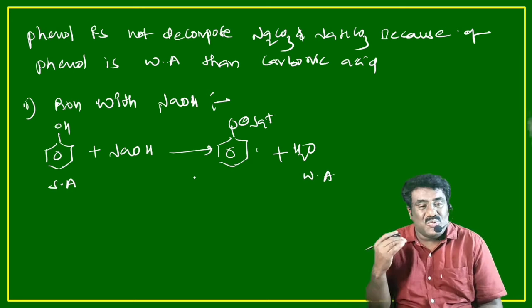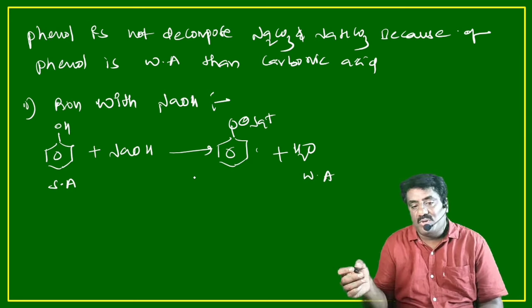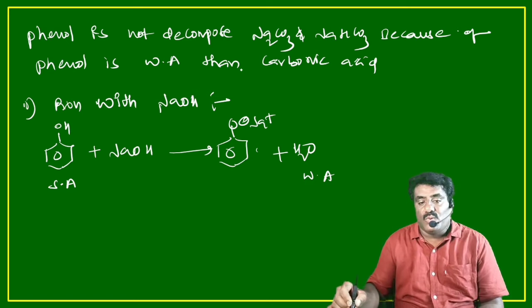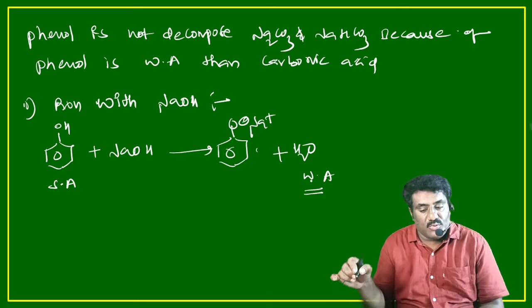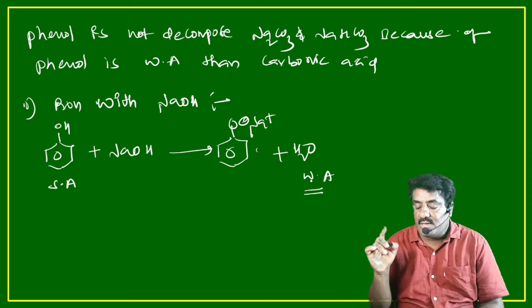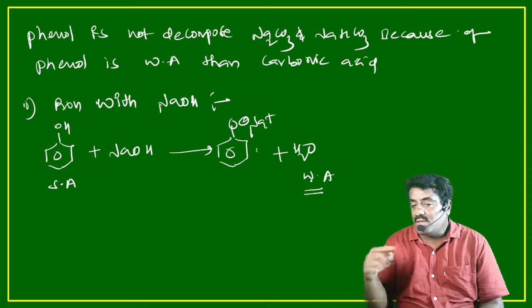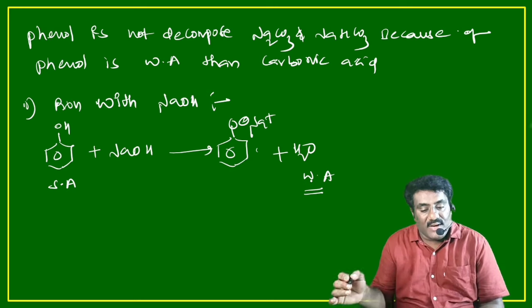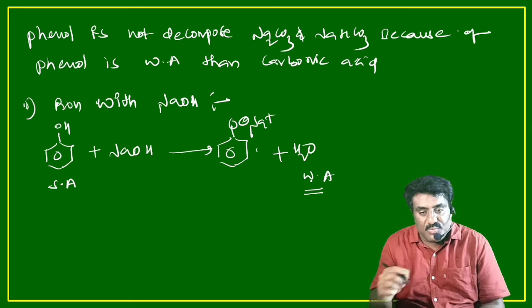So, how to check whether the reaction is possible or not? In the reaction, if the right hand side product is a weak acid, the reaction is possible. Yes, it proceeds in the forward direction. The reaction is possible.